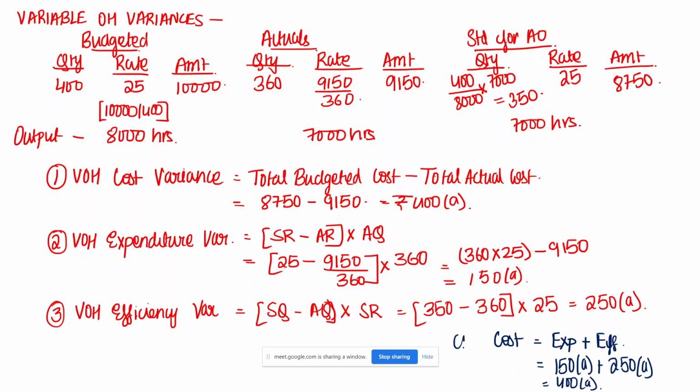This is our check. Variable overhead is variable overhead. We are not going to have two, three overheads, and there is not going to be a mixture of that. So under variable overheads, you don't have something called mix variance, or anything called yield variance. So these are the three formulas. Quickly write this.